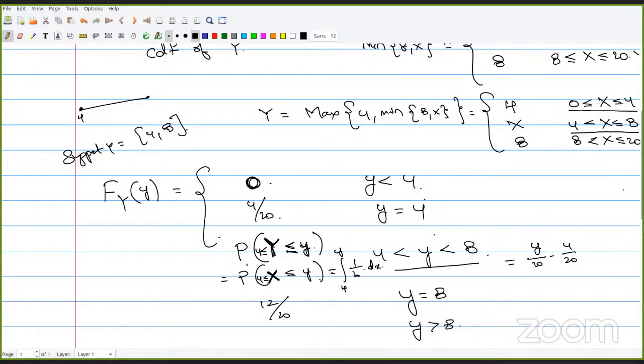Yes, correct. So the answer given looks like it is incorrect. Someone asked this question. Hello? Yes, sir. So the distribution should be like this. The CDF should be given like this.